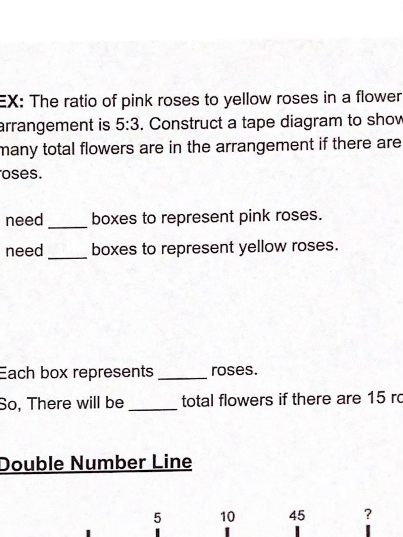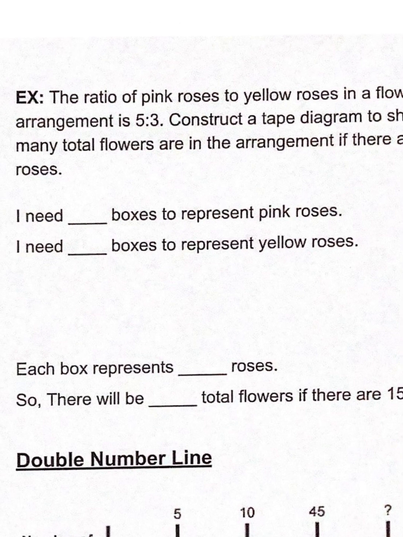Okay, let's look at another one. Maybe you're like, ooh, I think maybe I get it, but I'm not sure if I get it. So let's do another one. The ratio of pink roses, Valentine's is coming up, the ratio of pink roses to yellow roses in a flower arrangement is 5 to 3.